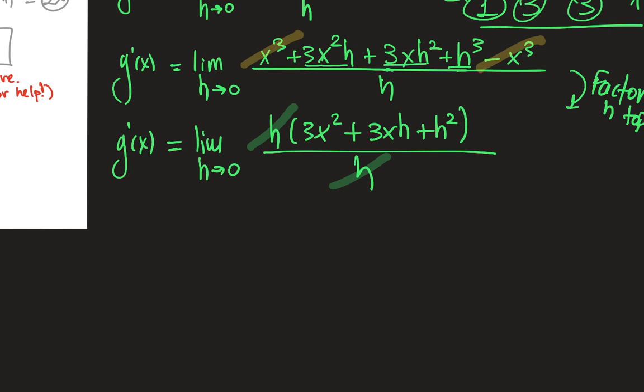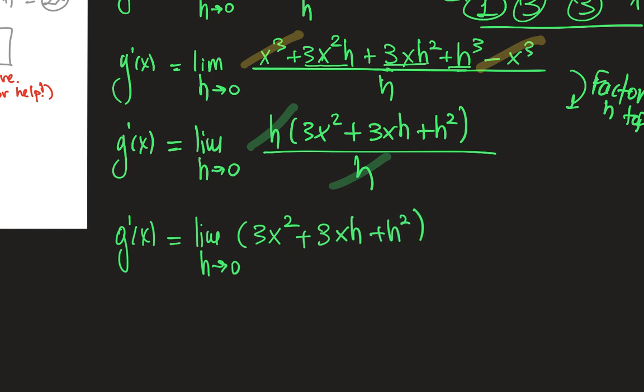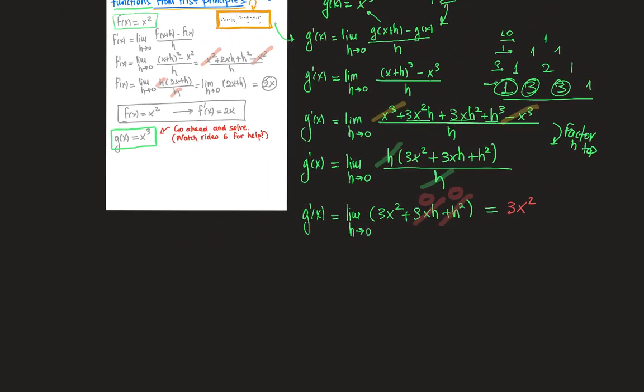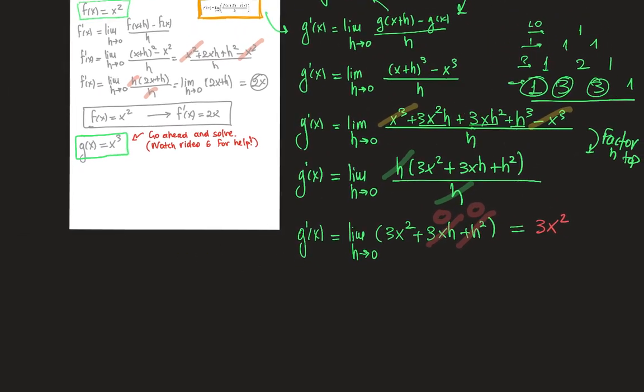is going to be able to be calculated, because then we have just the limit when h goes to 0 of 3x squared plus 3xh plus h squared. Well, that's the substitution step. Because if you substitute h equal to 0, then this becomes 0 and that becomes 0. So the final answer is going to be 3x squared.